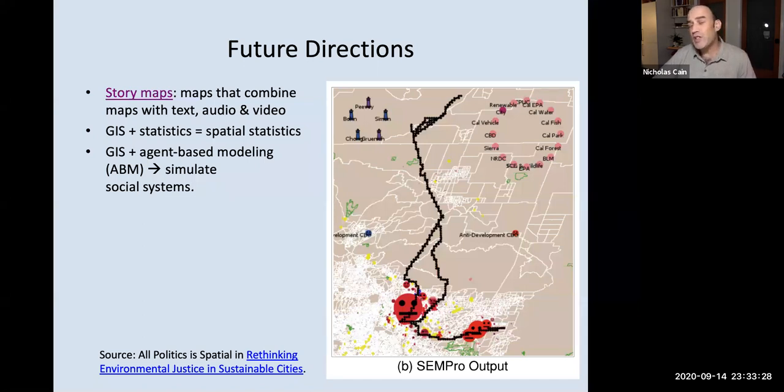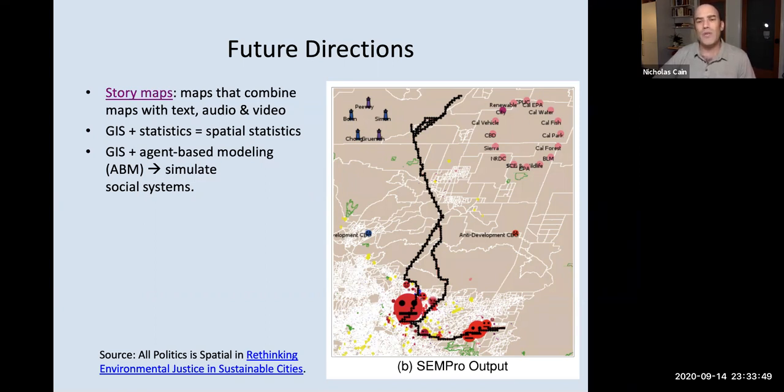Looking toward more sophisticated methods that we're not going to get into in this discussion is the combination of GIS with statistics. That leads to a whole field called spatial statistics. And in fact, you can go even further than that. You can combine GIS with statistics and with agent-based modeling to actually simulate social systems.